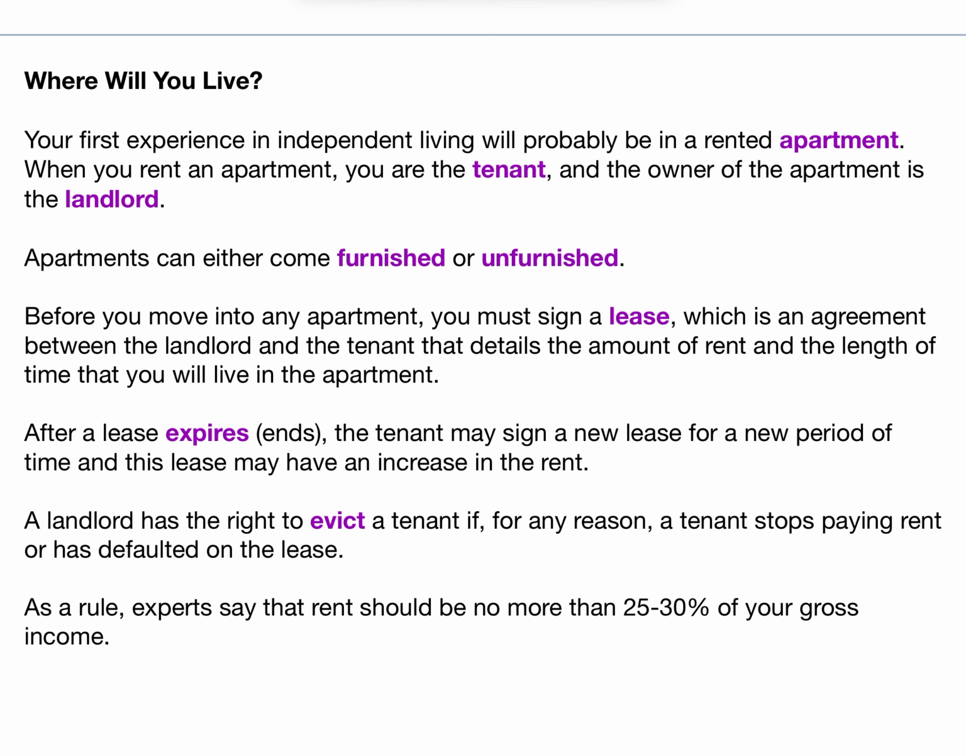Also be aware that a landlord has the right to evict you as the tenant if, for any reason, you stop paying rent or default on the lease. So you need to make sure that you're always on time with your rent and you do not default on the lease. As a rule, in terms of affordability, experts typically say that the amount of money that you spend on rent should be no more than 25 to 30% of your gross income.